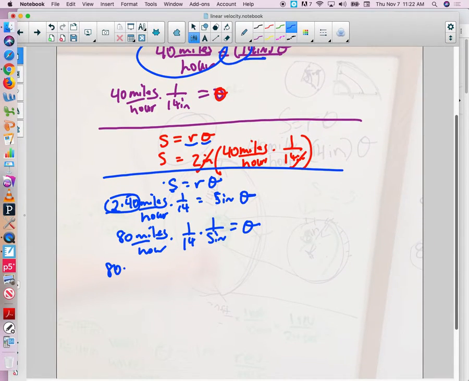So now I'm going to say 80 miles per hour times 1 over 14 times 1 over 5 inches. I'm going to say 12 inches in 1 foot. I'm going to say 5,280 feet in 1 mile. I do have to do it at least once. Oh my goodness, I don't have any words on the top.